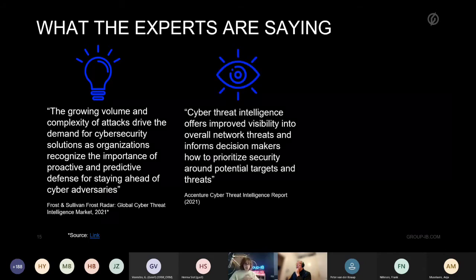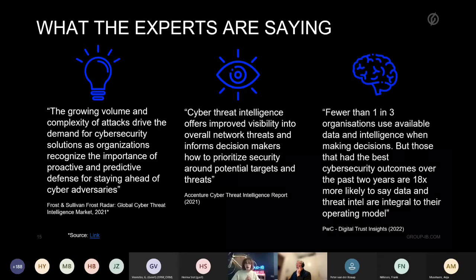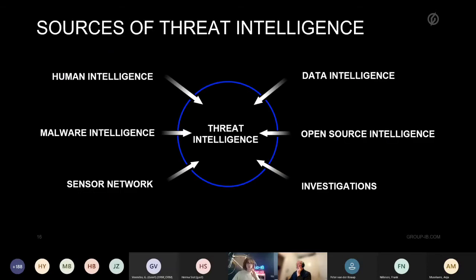Accenture: we can get this visibility, we can get an understanding of these attacks through threat intelligence. And finally, PwC saying organizations which have begun using threat intelligence say that it makes a difference to them, and they're more likely to say it's integral to their operating model. So these are some compelling quotes from technology analysts and industry leaders. Raises the important question: how do we gather threat intelligence?